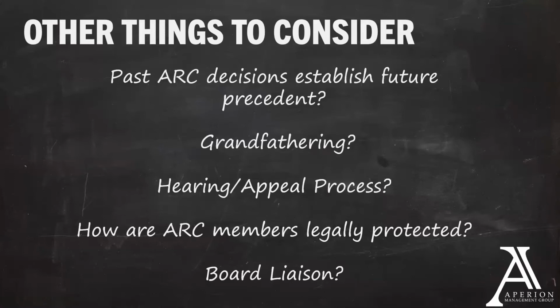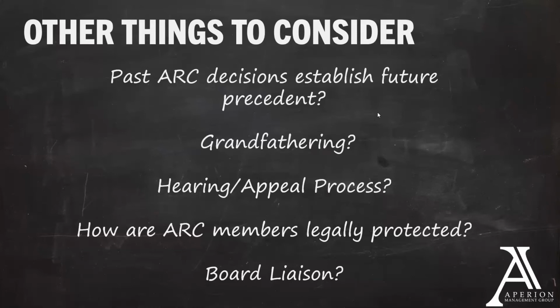So this is a good example of past ARC decisions not setting future precedent, because the ARC made a mistake in that case and approved a color scheme that really didn't end up working out. If I'm an owner now and I want an orange house, just because the ARC has approved one before doesn't mean they have to approve it now. They're not beholden to keep making the same mistakes over and over if they make a mistake. And that kind of goes hand in hand with grandfathering.